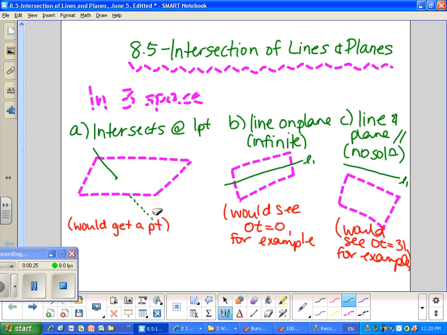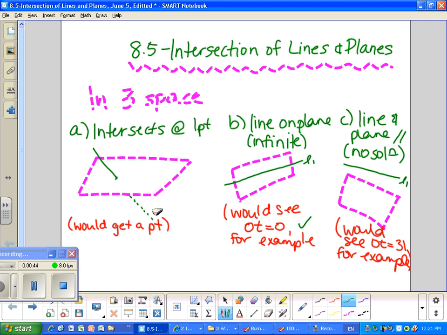You could also have infinite solutions, which is where you have your plane, and your line will be lying right on your plane. And so you'd have an infinite number of solutions there. And this is what it would look like in that case. When you're solving, you'd get 0t equals 0, and there's an infinite number of possibilities. So that's what it looks like algebraically. That's what it looks like graphically.